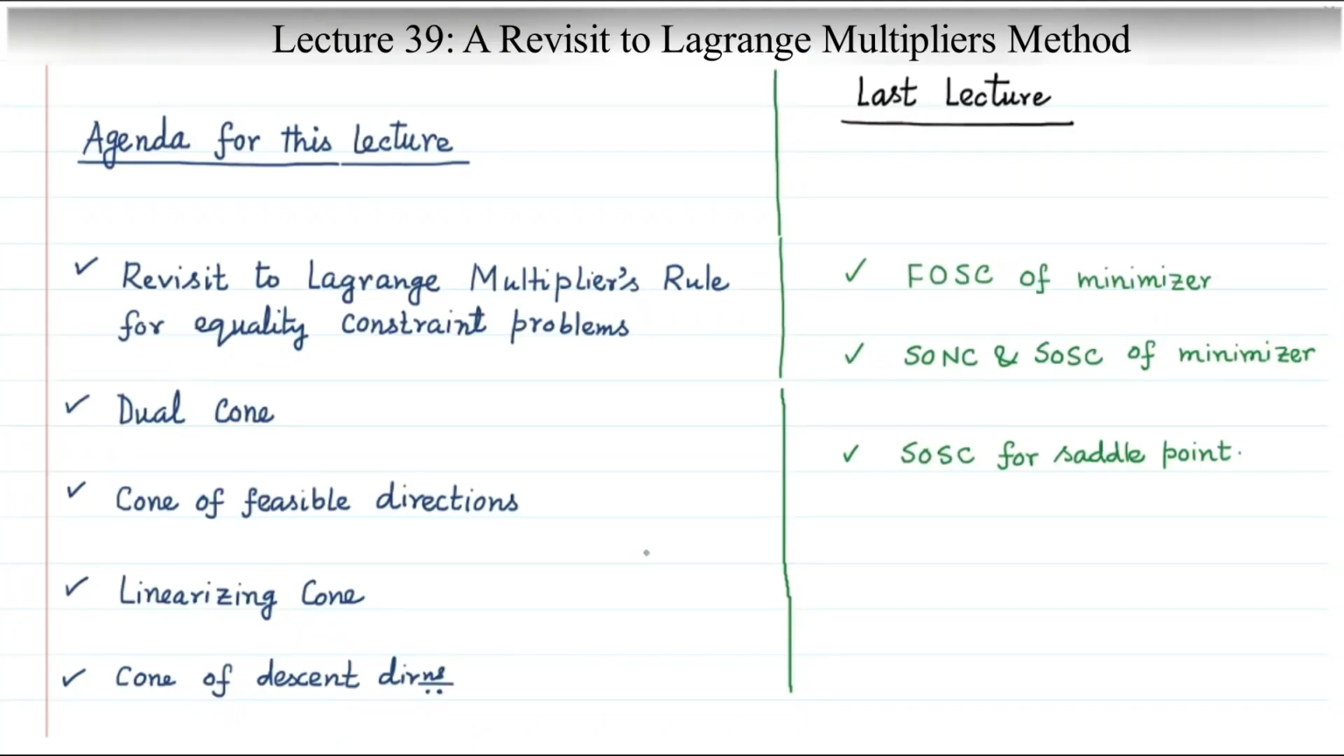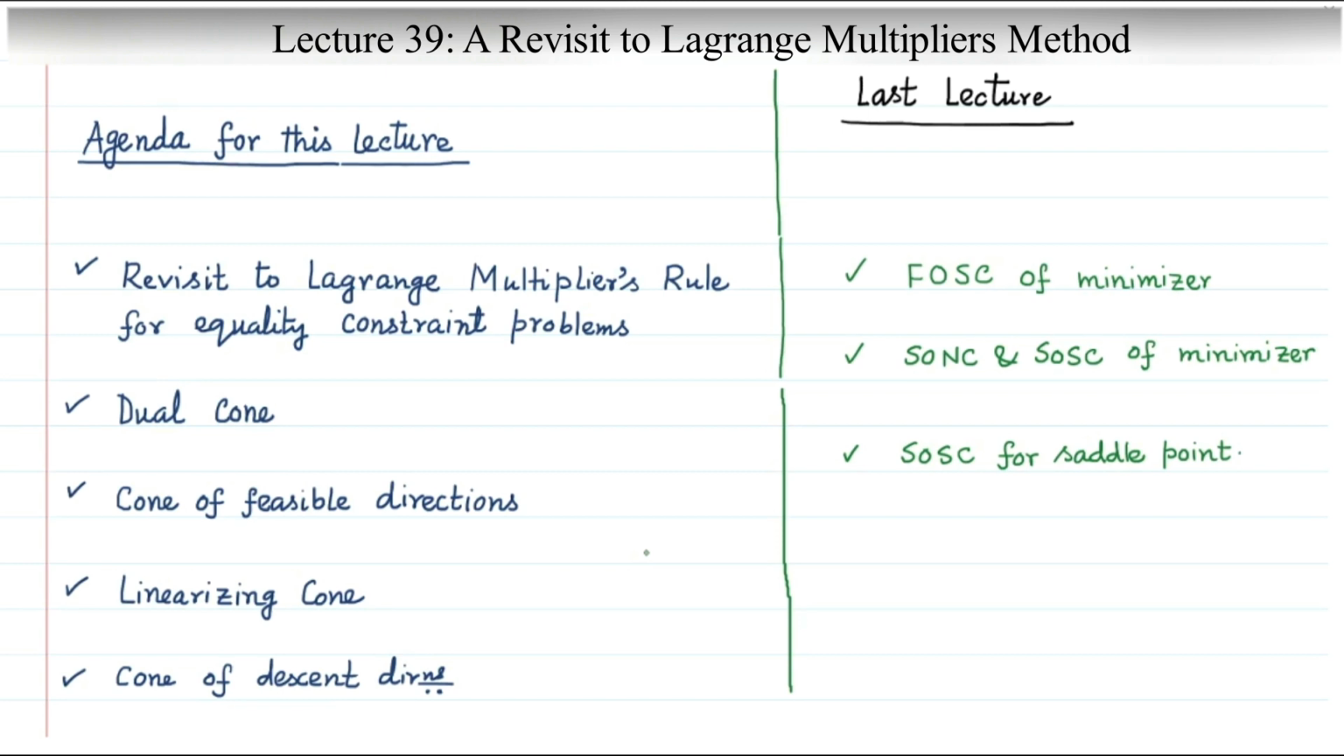In this class, our agenda is as follows. We will at first recall our knowledge about the Lagrange's multiplier rule for equality constraint problems that we have learned in our advanced calculus course, calculus for functions of several variables. If we recall, mostly towards the end of that course, as an application of calculus for functions of several variables, we learned how to find a local minimum for a function of several variables subject to some equality constraints. There we learned the Lagrange's multiplier rule. We will revisit that rule.